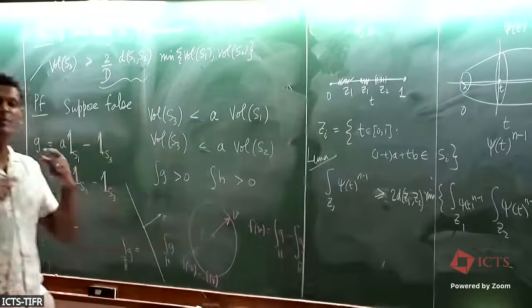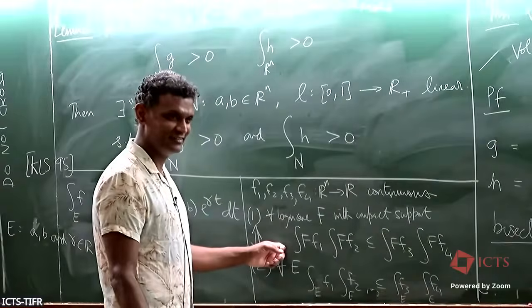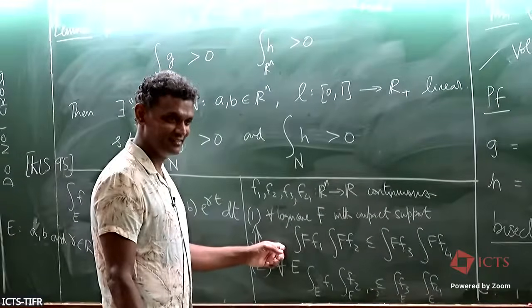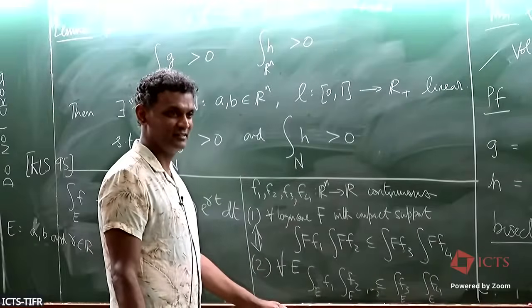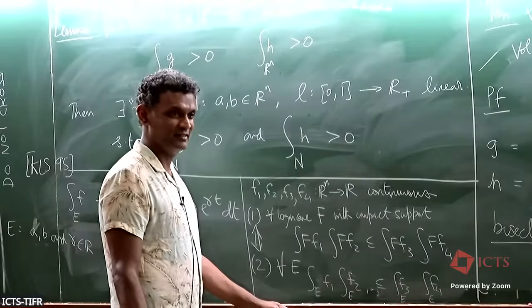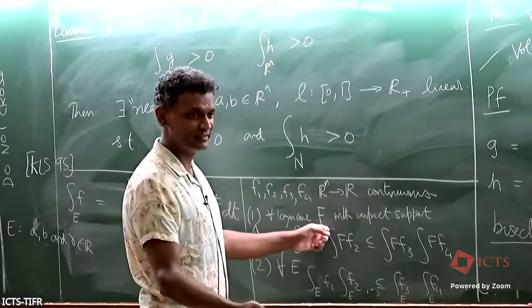So again, it will be by contradiction. So suppose there is an F for which this is false. Then there will be an E for which this is false. So the F for which it's false is the convex body on which you assumed it's false.